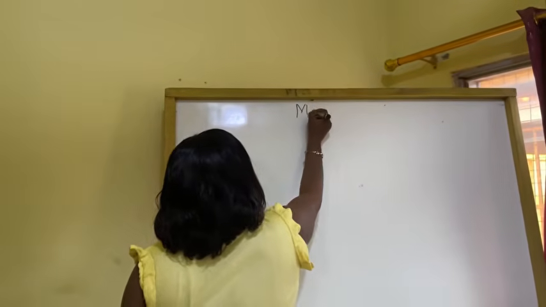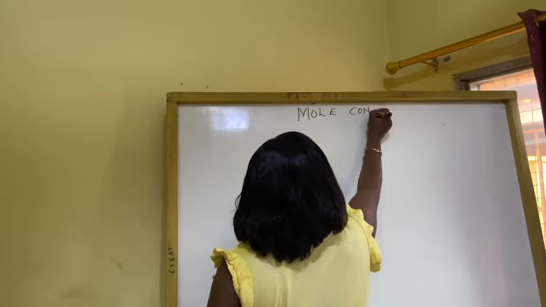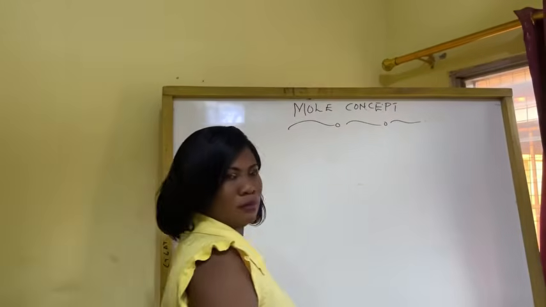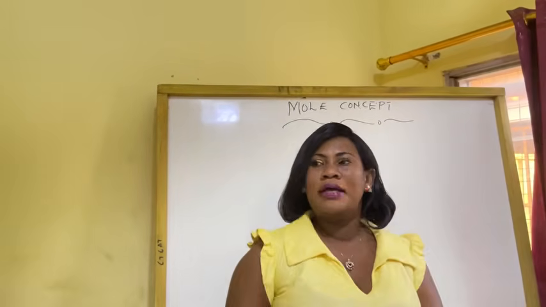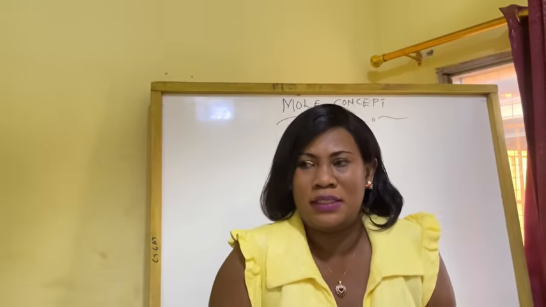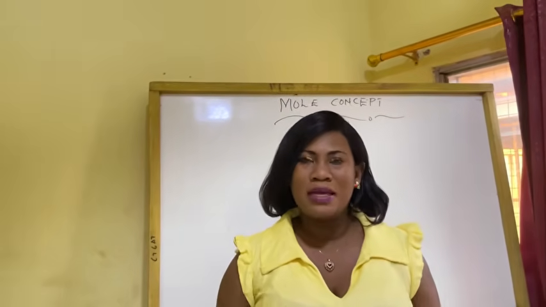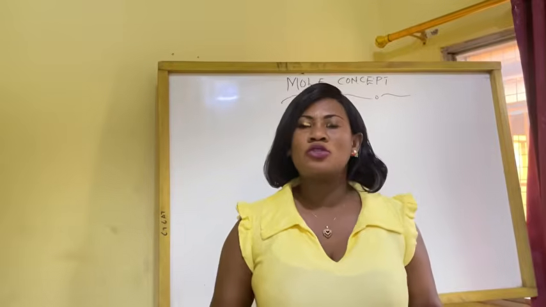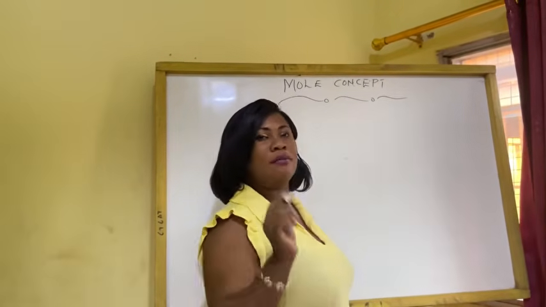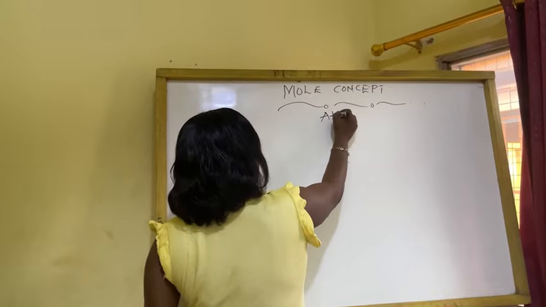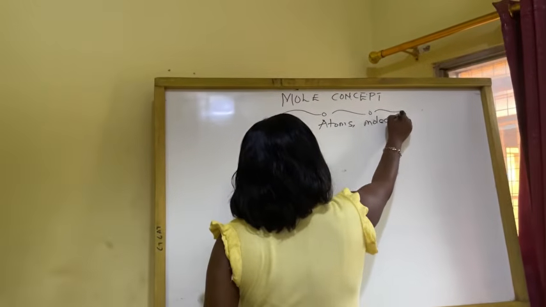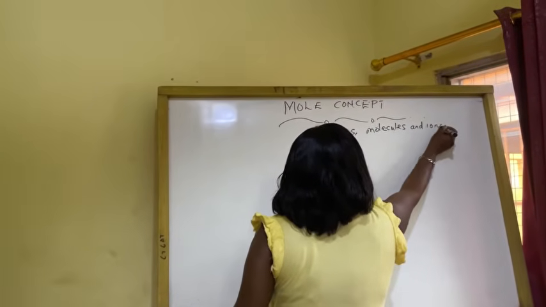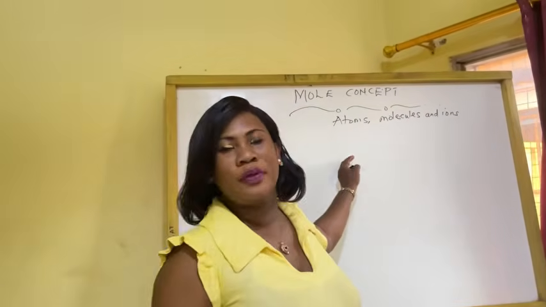So today we are looking at mole concept, as I said. When we talk of mole, we are dealing with substances, but we are going to look at measurement in general. So with the mole, we are dealing with molecules, atoms and ions. As we all know, they are the building blocks of matter. So we look at atoms, molecules and ions. They are termed as the building blocks of matter.